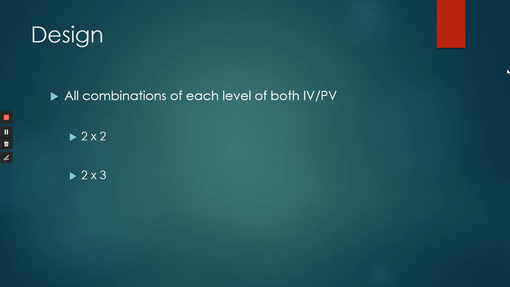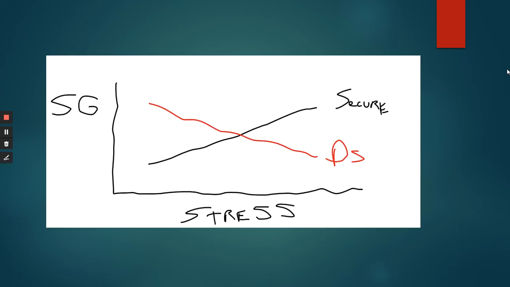So your textbook talks about different designs, and it talks about this number by number thing. Basically, in most factorial designs, you are combining all levels of one variable with all the levels of another variable. So let's think about a 2 by 2, and we'll talk about this one.